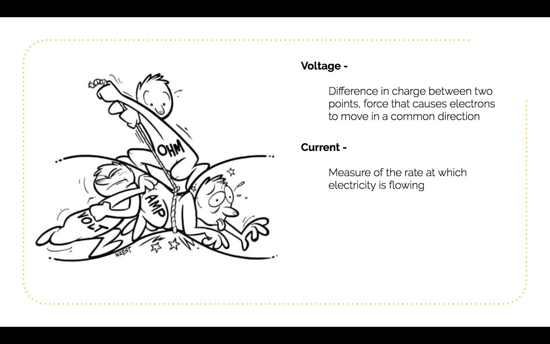Current is the measure of the rate at which electricity is flowing. And resistance is the opposition to the flow of electrons. So again, you can see in the cartoon, the ohm is kind of lassoing the amp and trying to prevent him from moving through the wire. So it's offering some sort of resistance.